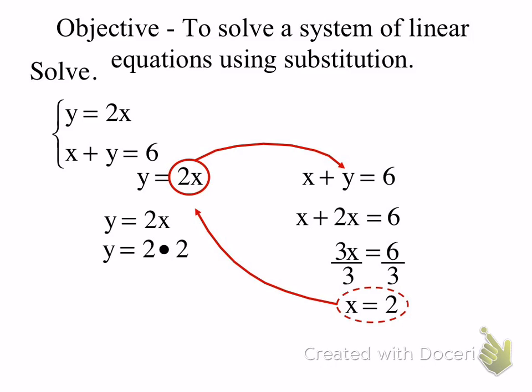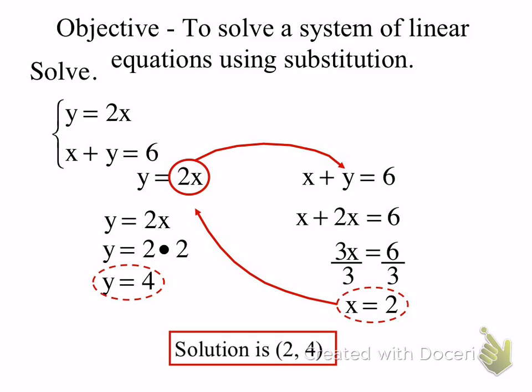Am I done? No. What do I need to do, Chris? We've got to get the point. We have x and y, which is part of the solution, where they intersect. So what is it? (2, 4). (2, 4) is the solution to the system, is how you would answer that. Questions? Okay.